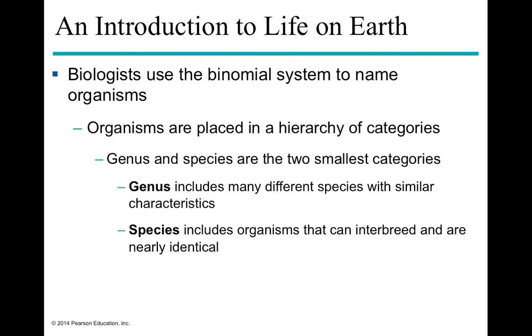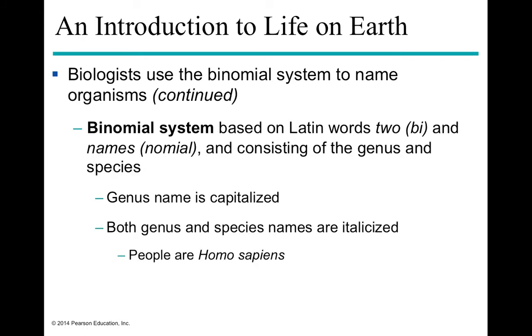So how do we name organisms? We have a hierarchy of different categories, and this includes something called genus and species. And genus is going to include multiple different species that have very similar characteristics. And species include organisms that can interbreed. This is very important. As soon as a species can no longer interbreed, then they're considered 2 separate species. So in order to be considered the same species, you must be able to interbreed successfully, right? That means that you must have offspring that are also able to reproduce and are nearly identical or identical in many different ways.